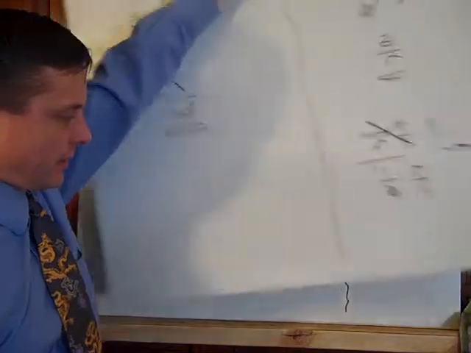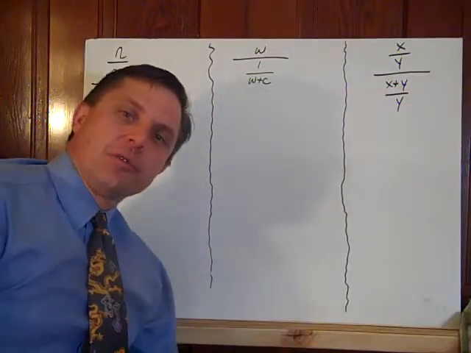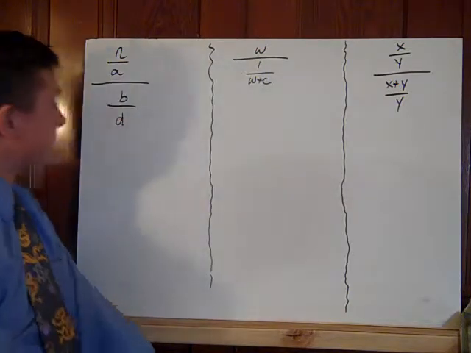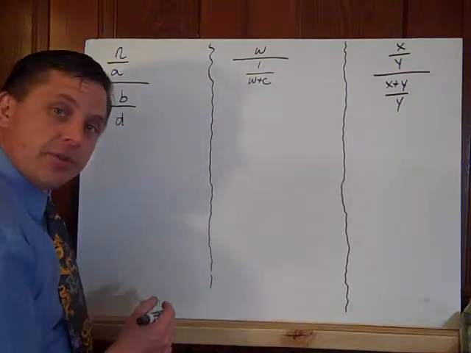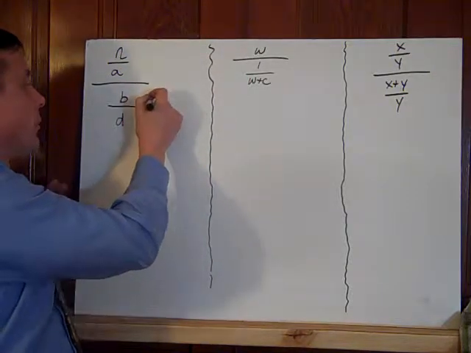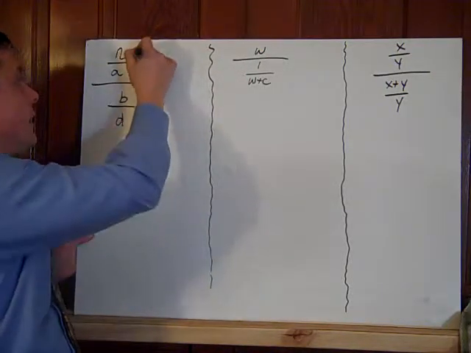Last board for the day on this issue has 3 examples. Again, I would recommend trying to pause and do these. I'm going to do them again rather quickly. The first one is an easier one. N over A divided by B over D. Multiply by the reciprocal, D over B.